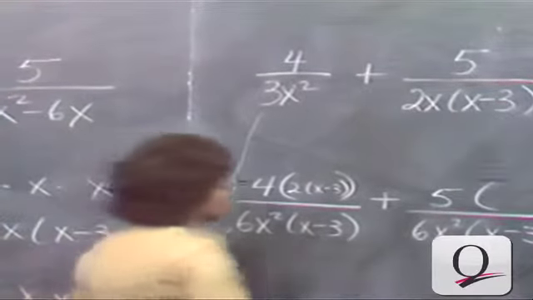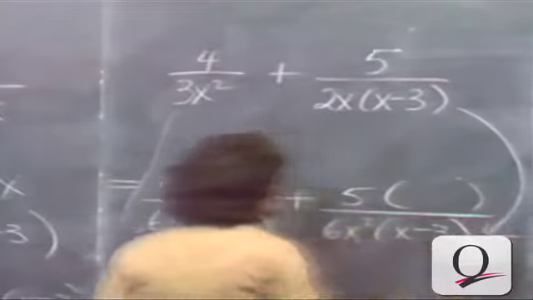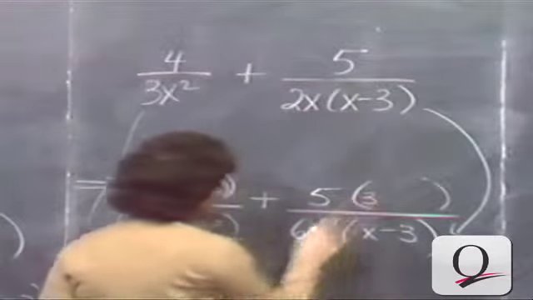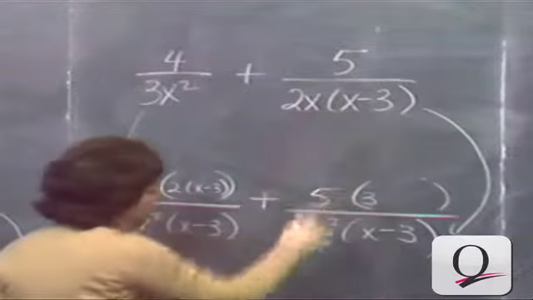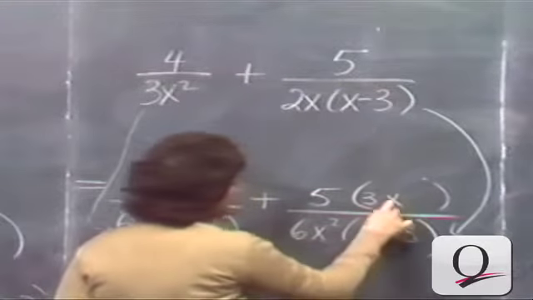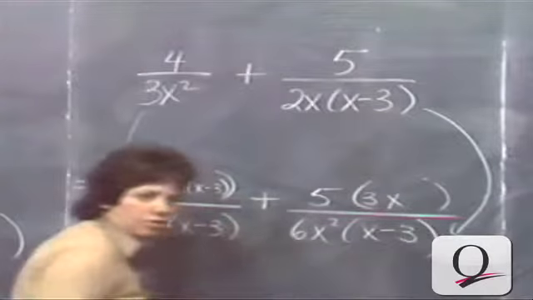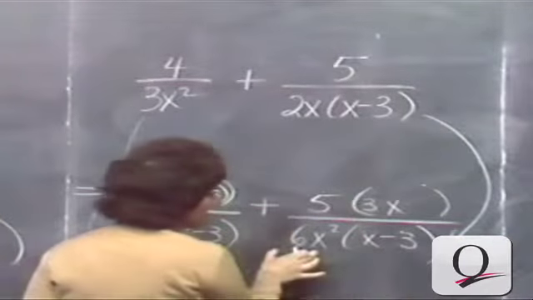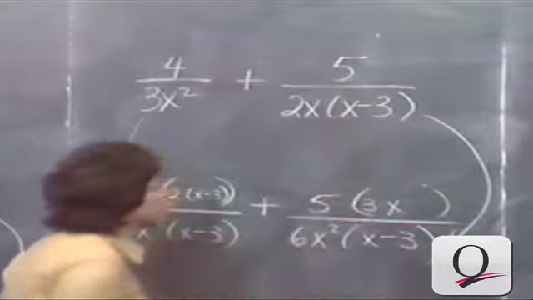Now let's look at this example. To go from 2 to 6, we multiplied by 3. To go from x to x squared, we multiplied by x. We had x minus 3, so we didn't have to do anything there. So we multiply the denominator here by 3x. To get this, we multiply the numerator by 3x as well.